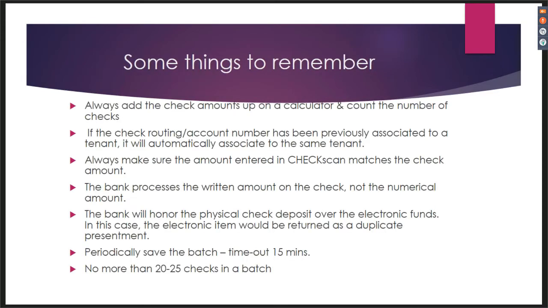And then I also made a list of a couple of things that you need to remember. First thing to remember is always add up the check amount and count the number of checks that you're going to have in a batch. This will come in handy when you're completing your batch header. Number 2, if the routing and account number has been previously associated to a tenant, it's going to automatically associate to the same tenant when you scan an item with the same routing and account number.